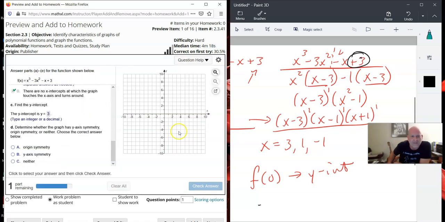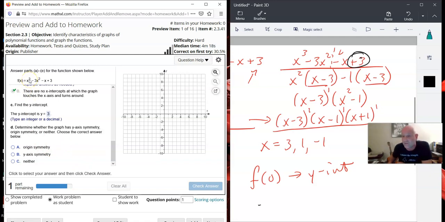Okay, so we got all this stuff now. Now they're asking about symmetry. Now remember, if it has y-axis symmetry, it's because it's an even function. If it has origin symmetry, it's because it's an odd function. And if it doesn't have either, if it's not an even or an odd function, then it has neither symmetry.